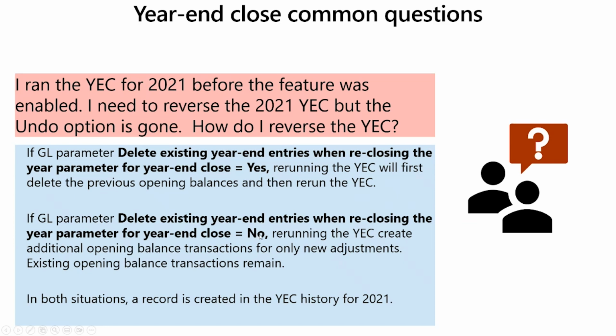Now, same thing, if that GL parameter for delete existing year-end close entries when reclosing the year is set to no, we don't actually delete the previous opening balances. Those remain. And we only create new opening balance transactions for just the net new adjustments that were posted into General Ledger as of the last time you ran the year-end close. In this scenario, we will again create a record in the new window so you can see the year-end close for that fiscal year. Now that you have a record in there for the year 2021, if you really do need to just do a reversal and not a rerun, that record is now there and you can choose it and choose the reverse year-end close button at that point in time.